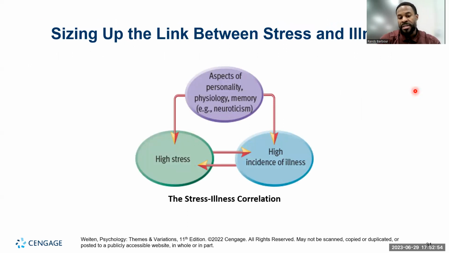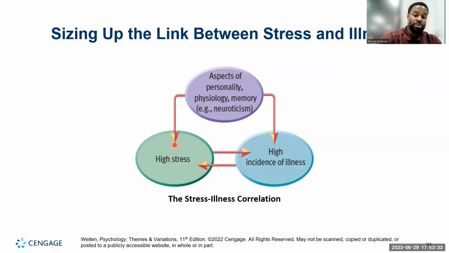This is just showing the correlation of the relationship, right, with high stress and incidence of illness and personality, right? So when we think about personality type, physiology, memory, we talk about neuroticism. Those people who are more neurotic or are higher on the neurotic spectrum, again, they are highly irritable. They're really, really anxious. They are oftentimes going to complain about more things that are happening in their life, right? And so, again, that's going to lead to high stress.